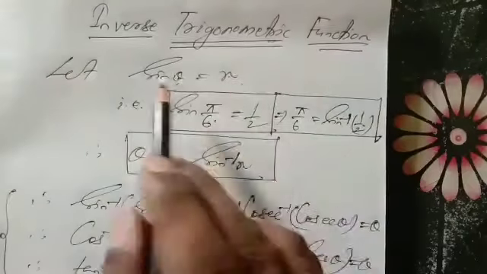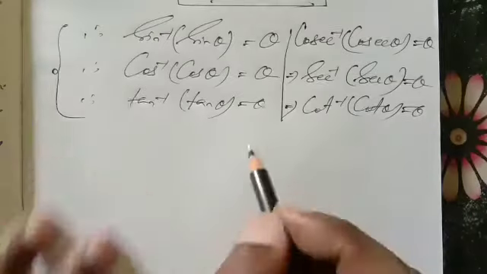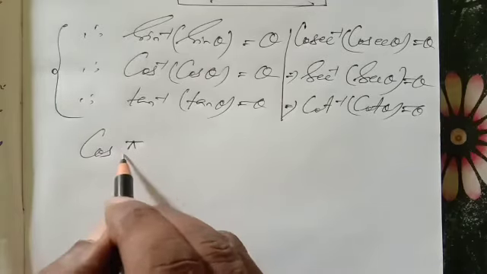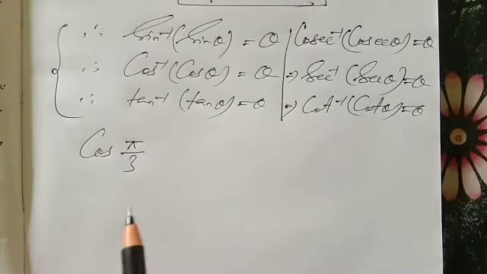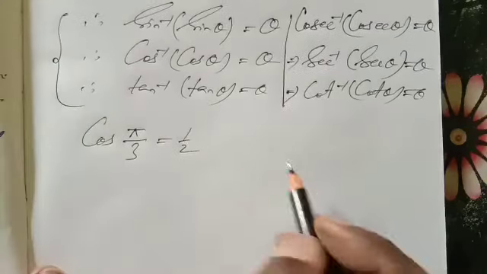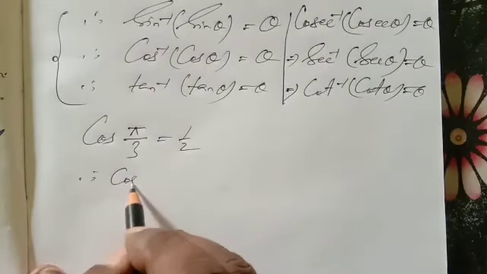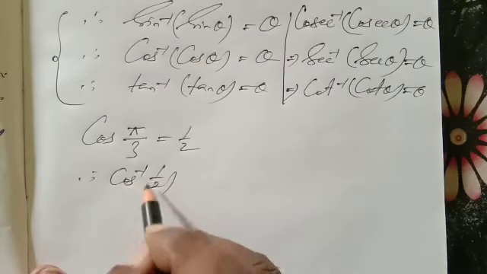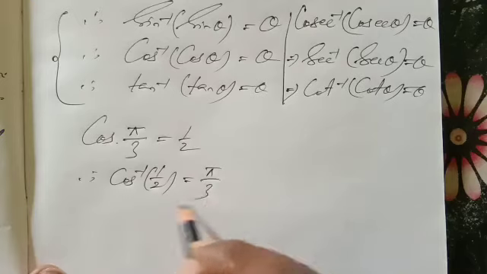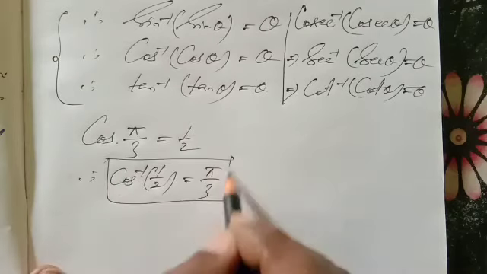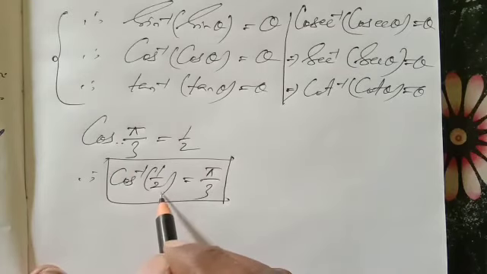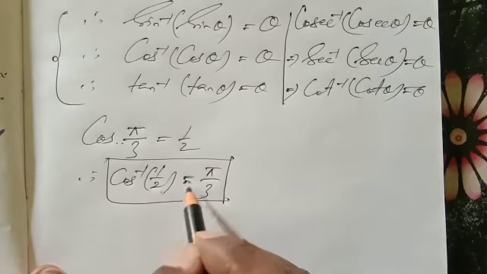Same process, if you write cos theta is equal to x, suppose cos pi by 3, how much? Means cos 60. Cos 60 equal to how much? 1 by 2. Therefore, cos inverse 1 by 2. Cos inverse 1 by 2 equal to how much? Pi by 3. This is the relation between trigonometric function and inverse trigonometric function. Cos inverse 1 by 2 is equal to pi by 3.